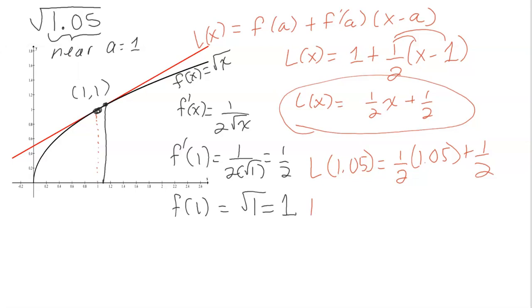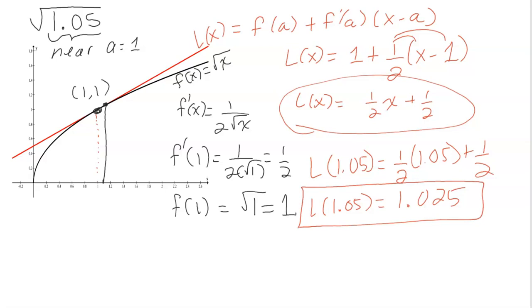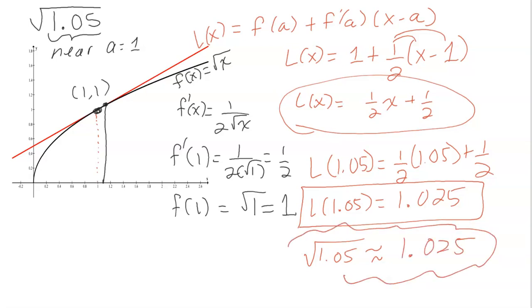We could use fractions, or we could type this into the calculator and we would get 1.025. That's how we would use linear approximation to approximate the value of square root of 1.05. So we would say square root of 1.05 is approximately 1.025.